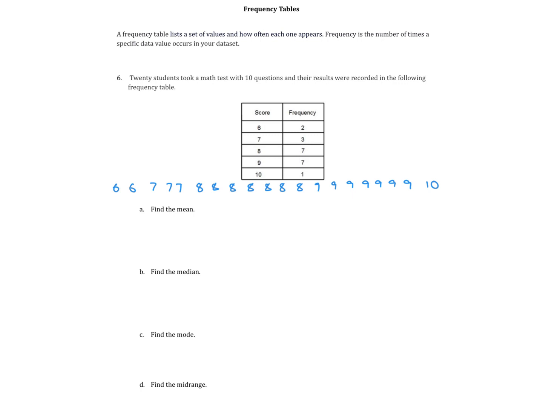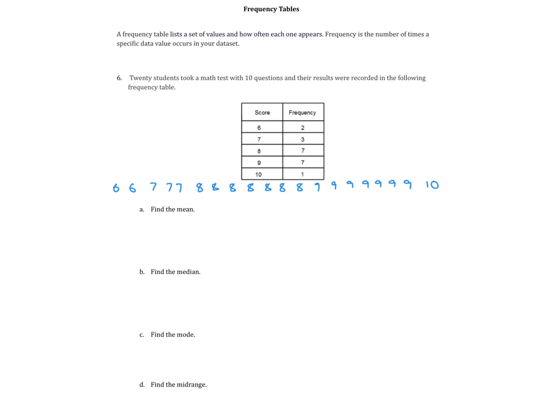But when your frequencies are really high, it sometimes is too tedious to list them out, and we might need to think of some other strategies. Now, to find the mean, I could add up all these numbers, 6 plus 6 plus 7 plus 7 plus 7 plus 8 plus 8 plus 8 plus 8 plus 8, and so on, and then divide the sum of all those numbers by 20.